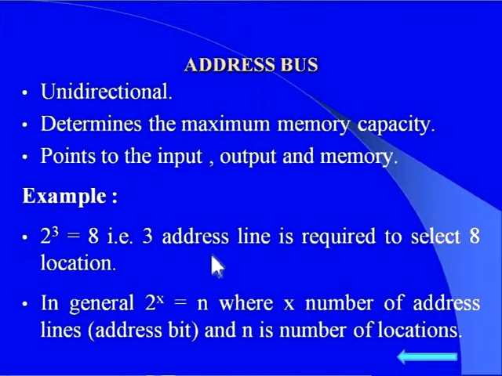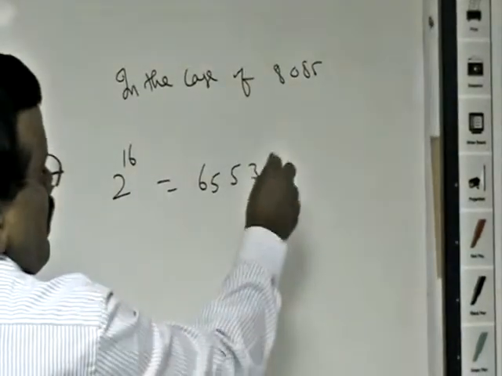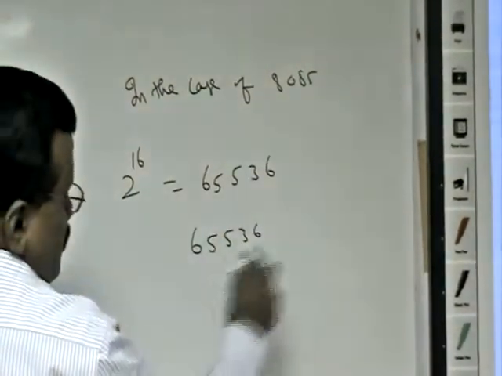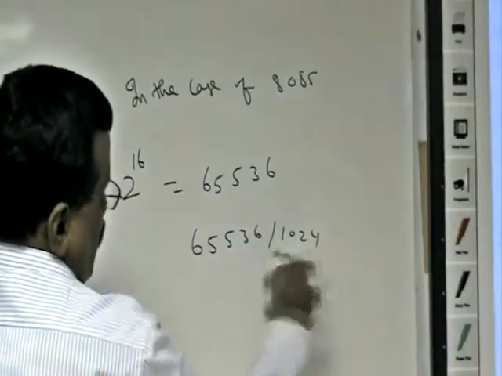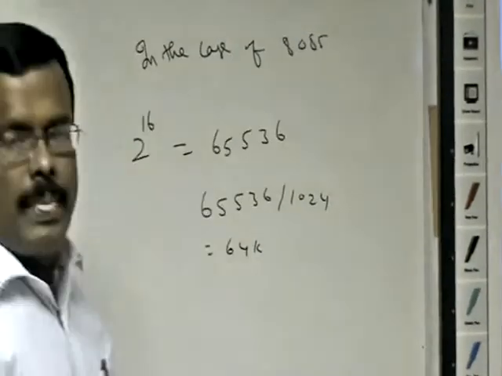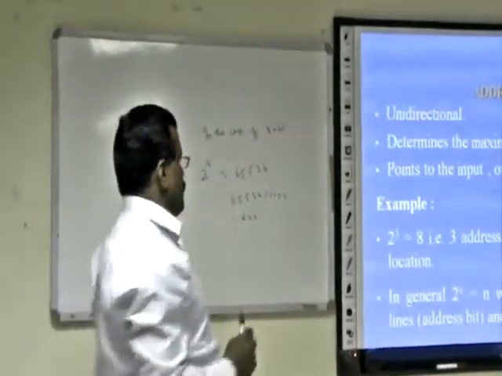If you take a typical processor, the 8085, the number of address lines available is 16. So the maximum addressable locations that can be interfaced with the 8085 microprocessor is 2 to the power of 16, which is equal to 65,536. If you divide 65,536 by 1024, you will get 64K. That is, 64K is the maximum addressable memory with respect to the 8085.